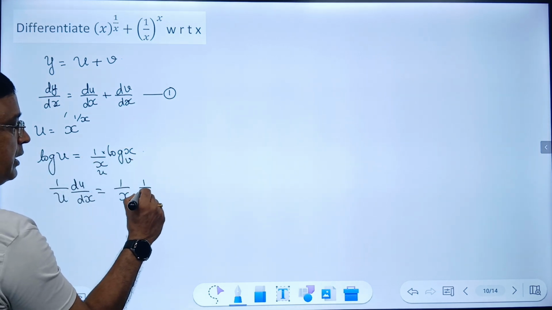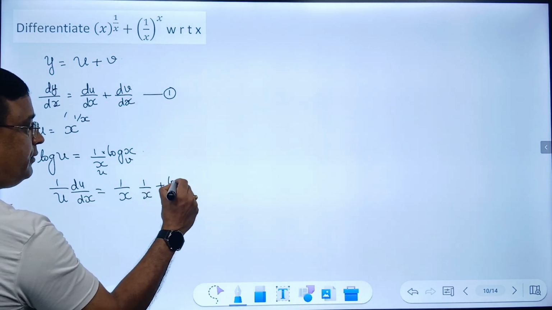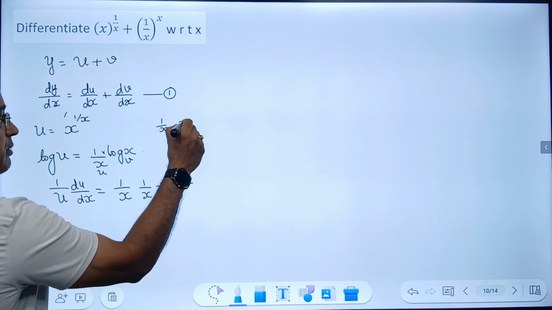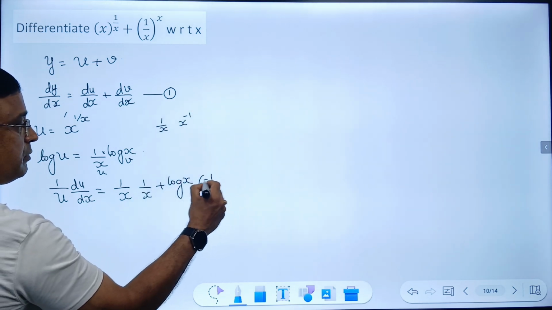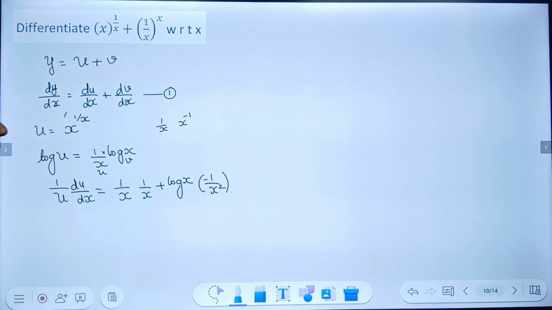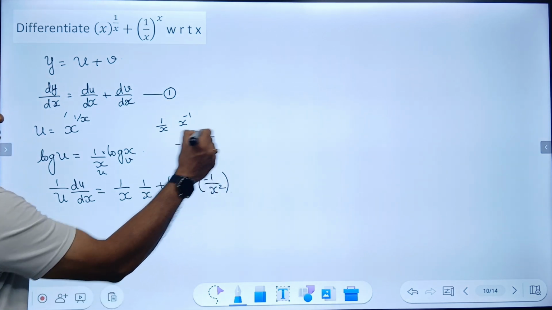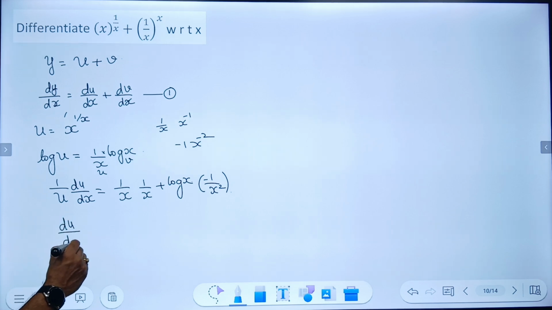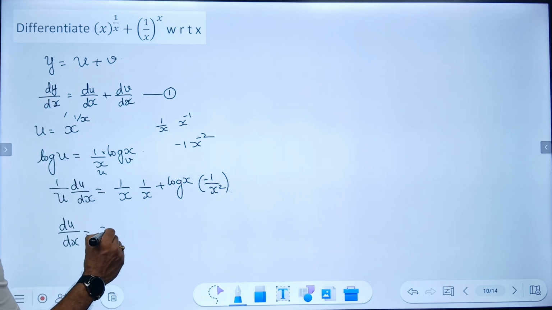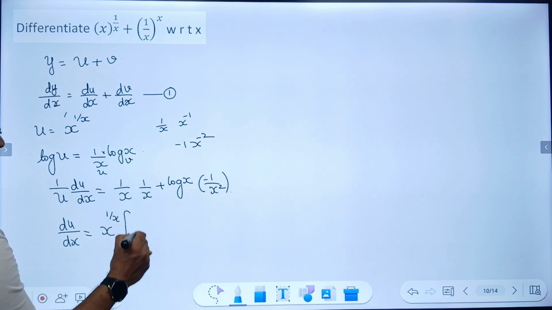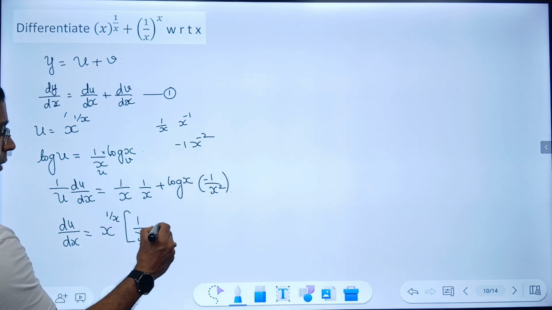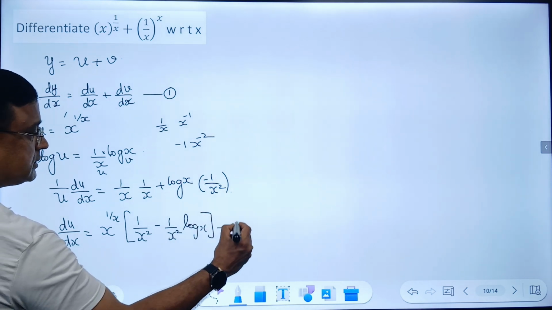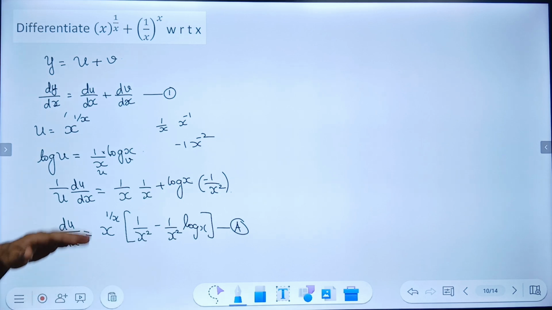Differentiation of log x will be 1 by x plus v into, what is differentiation of 1 by x? Differentiation of 1 by x, x power minus 1, that is minus 1 by x square. Correct? Minus 1 x power minus 2. So that's what I'm doing there. So what is du by dx? Du by dx will be u. What is u? U is x power 1 by x into 1 by x square minus 1 by x square into log x. Call this as a. It's the same procedure for all problems.